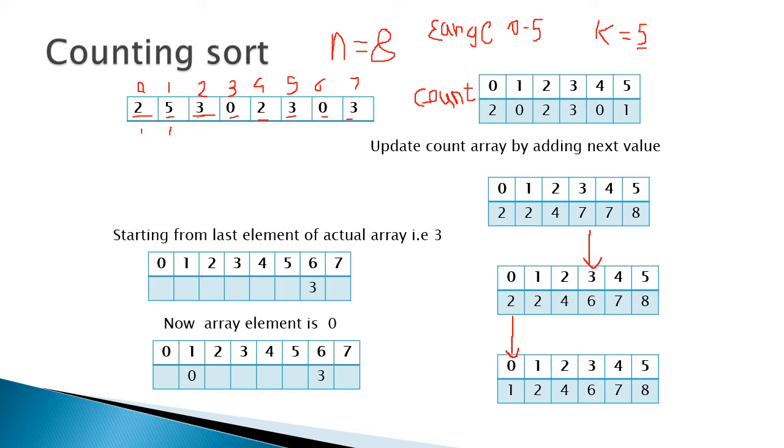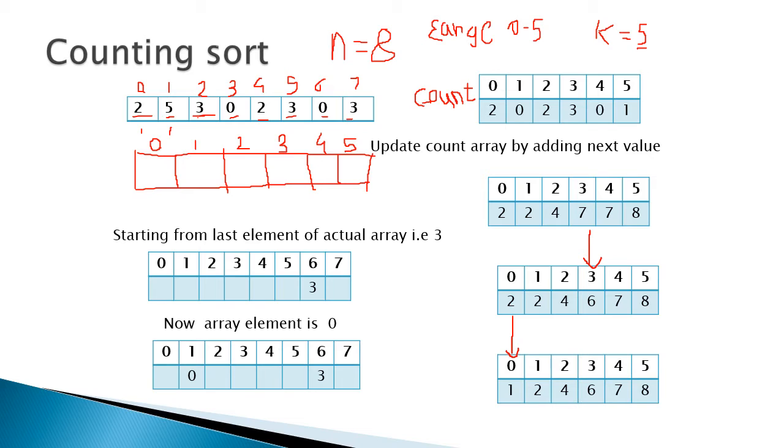How can we write down the code for this count array? That is, how can we count the frequency of each element by using code? Suppose here the count array and all the elements in the count array are initialized to 0. For example, here 1, then 2, 3, 4, and 5. These are the indices.